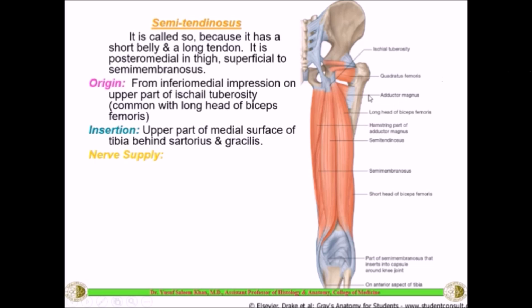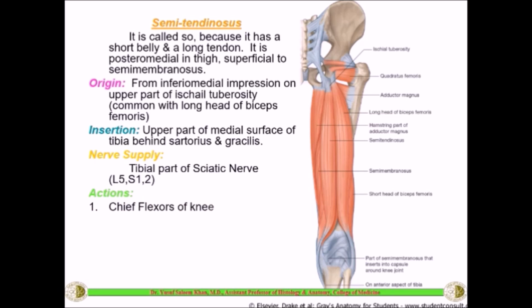The insertion of this muscle, semitendinosus: it descends, crosses the hip joint as well as the knee joint, and goes toward the medial side of the tibia and gets inserted to the medial surface of the tibia behind the sartorius and the gracilis. Along with the gracilis as well as the sartorius, it gets inserted to the medial side of the tibia. So origin is from the ischial tuberosity, and insertion is into the medial side of the tibia. Nerve supply, as you already know, is from the tibial part of the sciatic nerve, the root values being L5, S1 and S2.